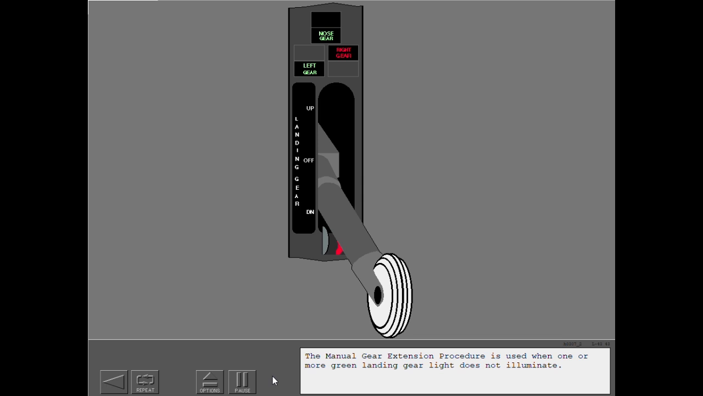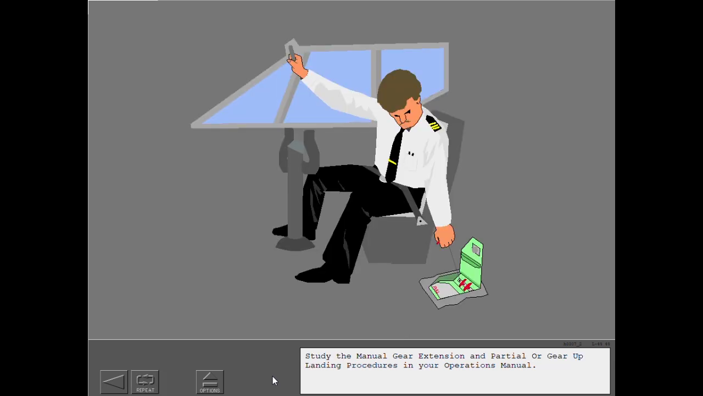The manual gear extension procedure is used when one or more green landing gear lights do not illuminate. Study the manual gear extension and partial or gear up landing procedures in your operations manual.